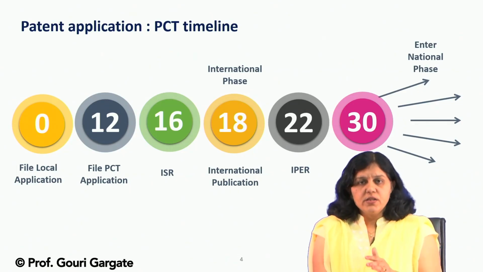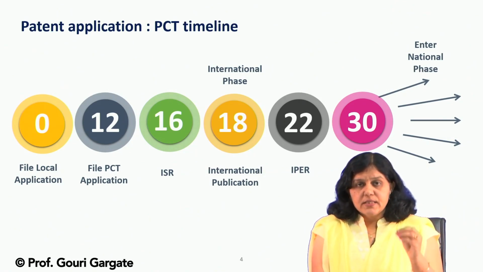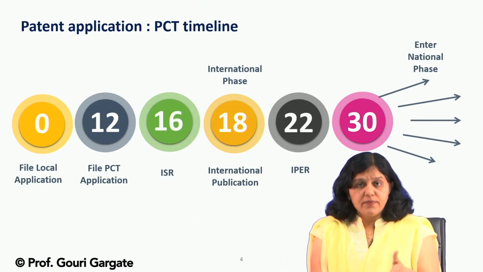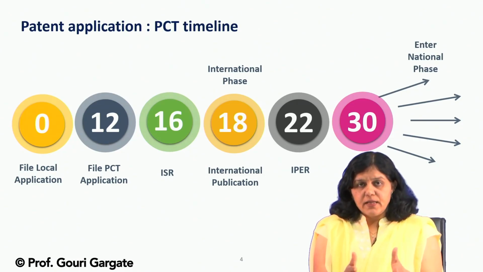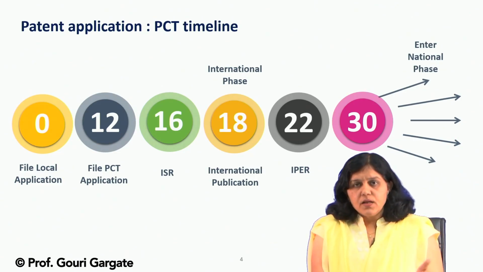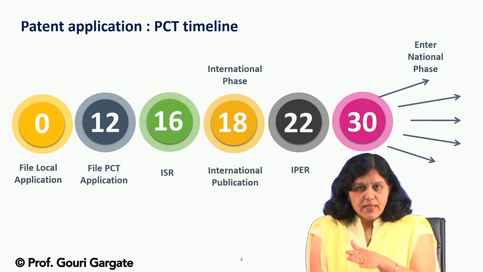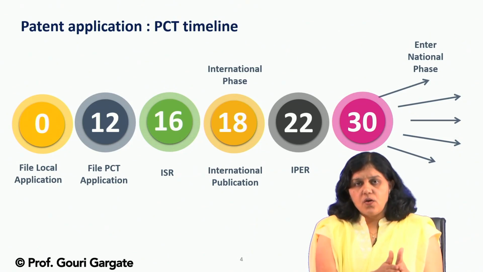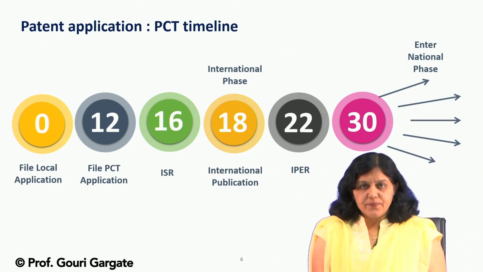So, provisional or complete, within 12 months PCT application, 16th month ISR, 18th month publication, optional IPER, right, IPER is not a mandatory thing. Entry into the national phase is either after 18 months or after the 22nd month, after receiving the report. The timeline is 30 or 31 months depending on the country. So, this is the whole cycle, or the flow, of the PCT application.